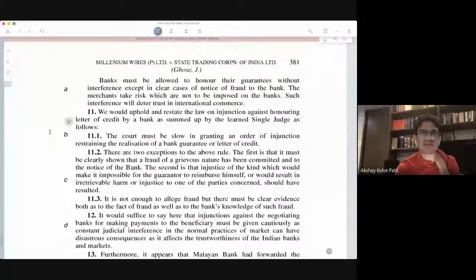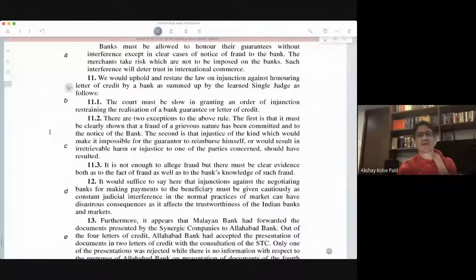And this is a judgment of the Supreme Court, once again setting out the law on injunctions, which is very narrow, and it says that the law can be summed up as such: the court must be slow in granting an order of injunction restraining the realization of a bank guarantee or letter of credit. There are two exceptions to the above rule. The first is that it must be clearly shown that a fraud of a grievous nature has been committed, and to the notice of the bank.